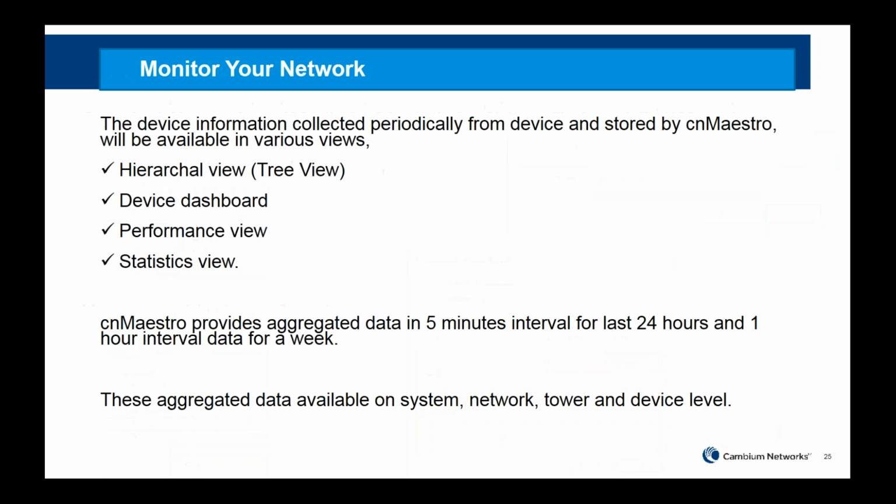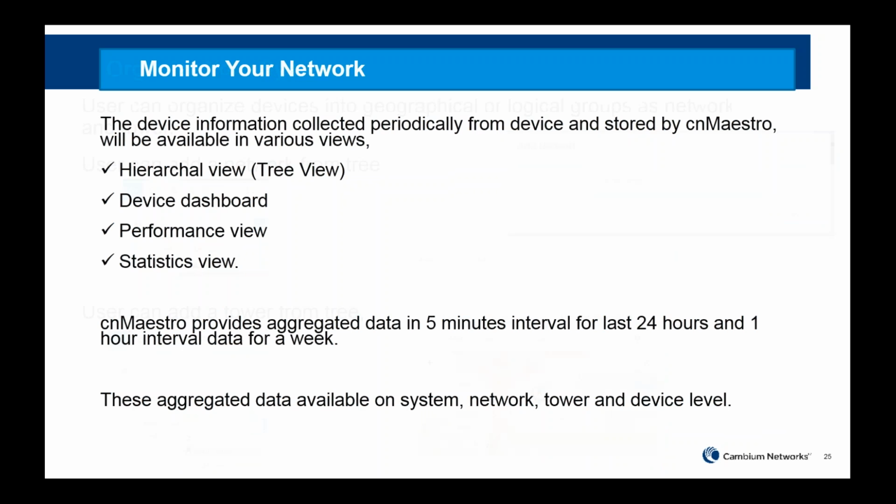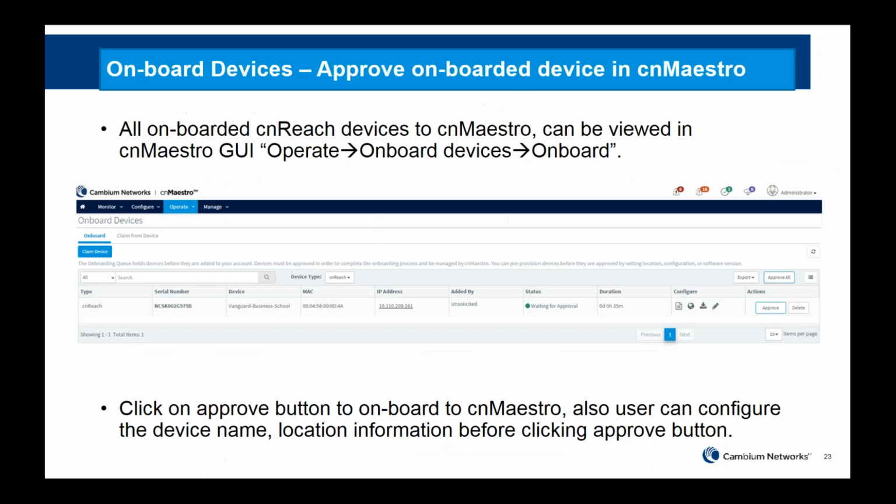So to monitor our cnReach devices in cnMaestro, there are various views. One is the hierarchical view, that is the tree view, which I showed previously. So this is the tree view. In the tree view, you can see the hierarchy as defined, like network, tower, and another tower, and the device topology, like AP, EP, and its REP, these kinds of configurations.